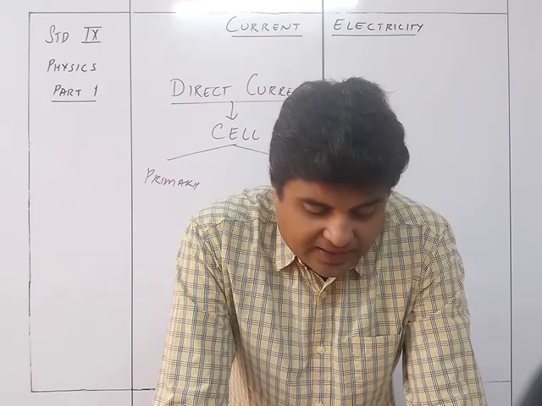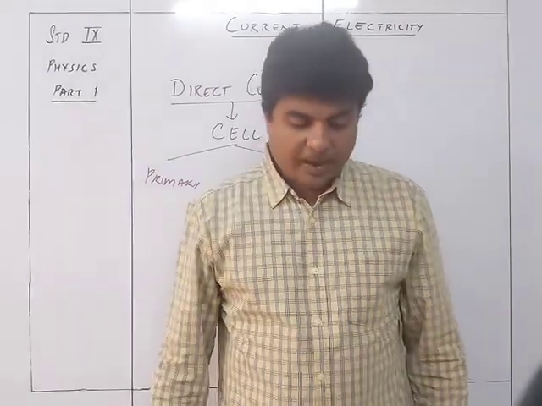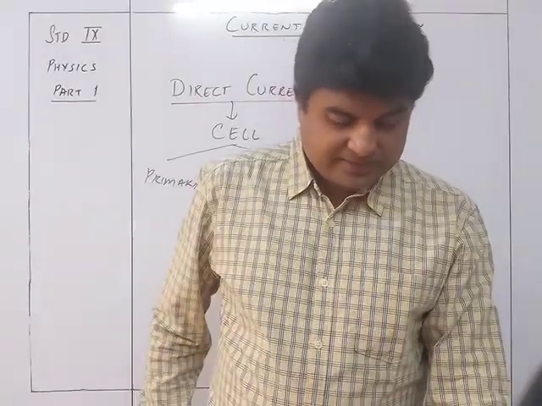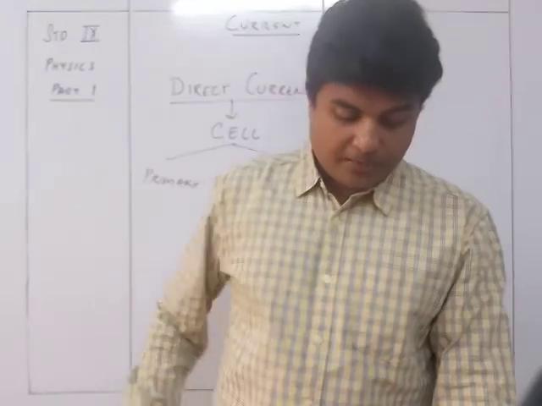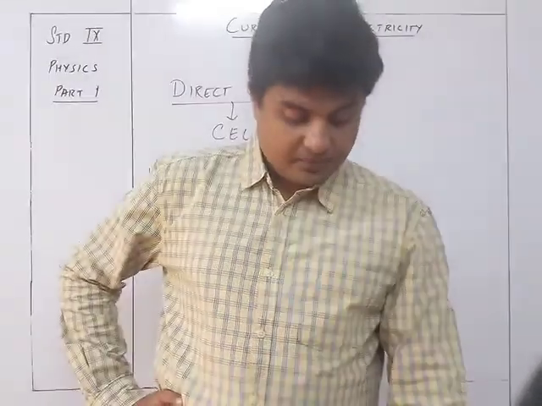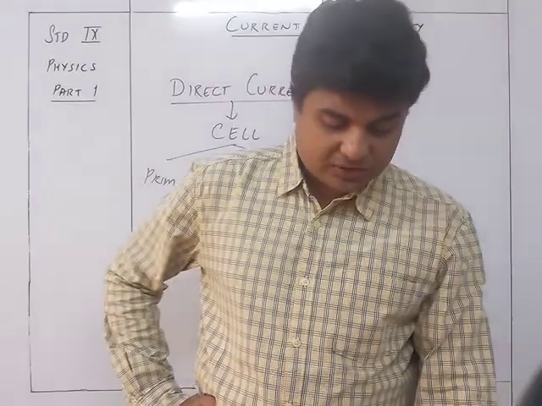Primary, its internal resistance is high. Secondary, the internal resistance is low. Primary, it is capable of giving weak current only, whereas secondary can provide low as well as high current. Primary is light and cheap, whereas secondary is heavy and costly.